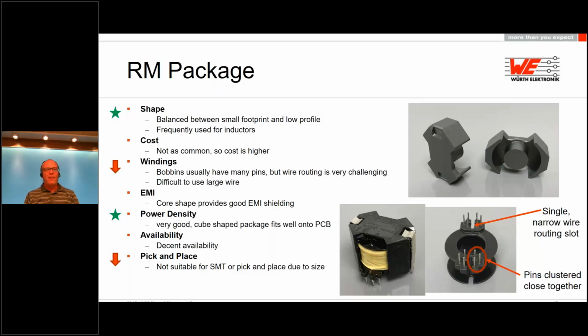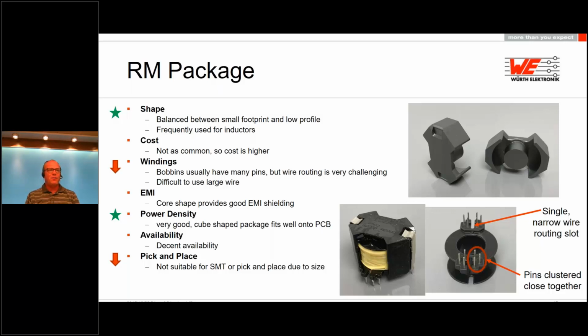So if you have an application where your current is high, the RM becomes a more difficult choice, even though you have some of the attractiveness with the power density and the layout. High current on an RM is not a real good option. And also, since those pins are clustered so close to the core, it makes it difficult to meet safety distances on this package. It's probably a good package for an inductor.